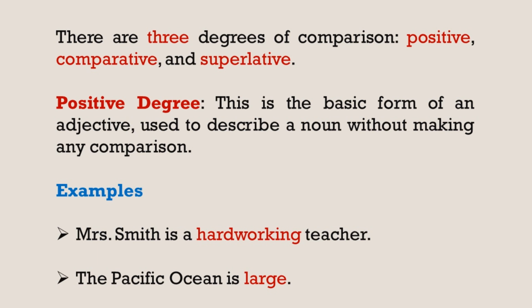Positive degree of comparison is the basic form of an adjective. It is used to describe a noun without making any comparison. Examples: Mrs. Smith is a hard-working teacher. The Pacific Ocean is large.